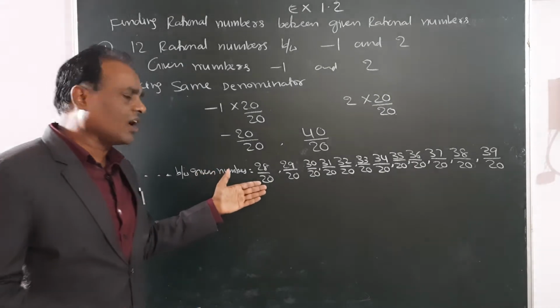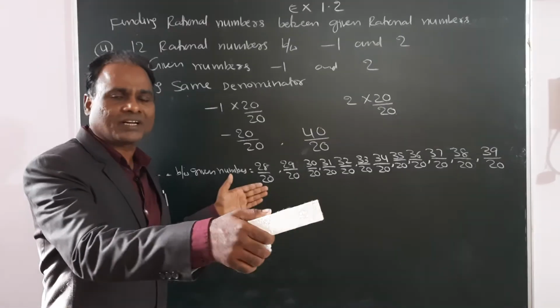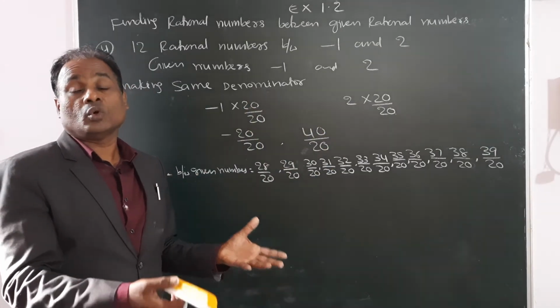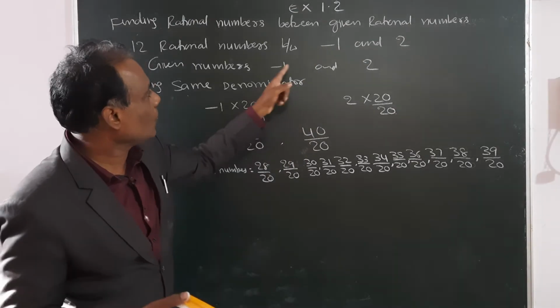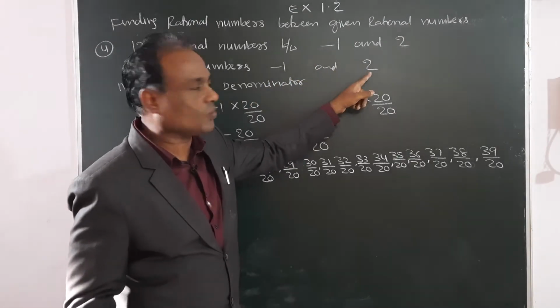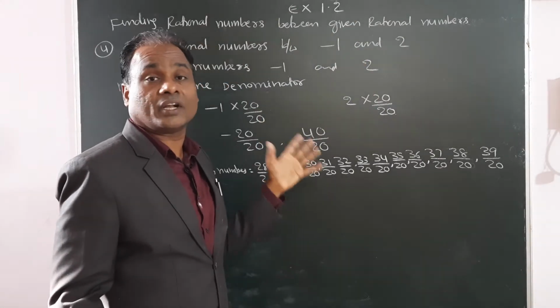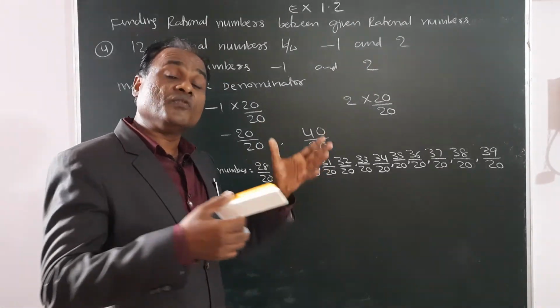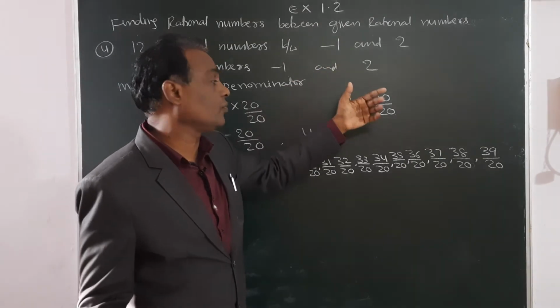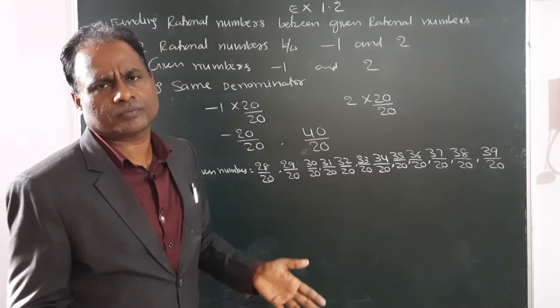The answer will not be the same. Suppose you apply any other method, the answer will be different, because between these two numbers, only 12 numbers don't exist. Infinite numbers exist. Not only 12 numbers, there will be infinite numbers between these two. So we will get an infinite number of answers like this.